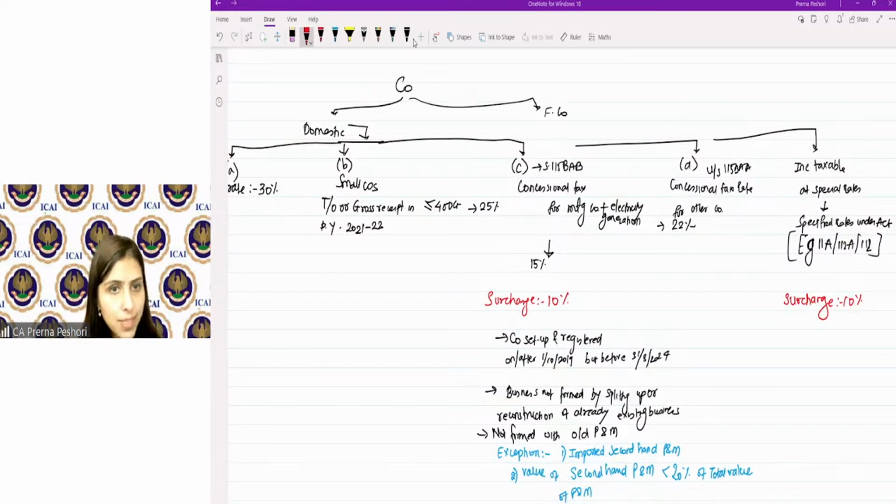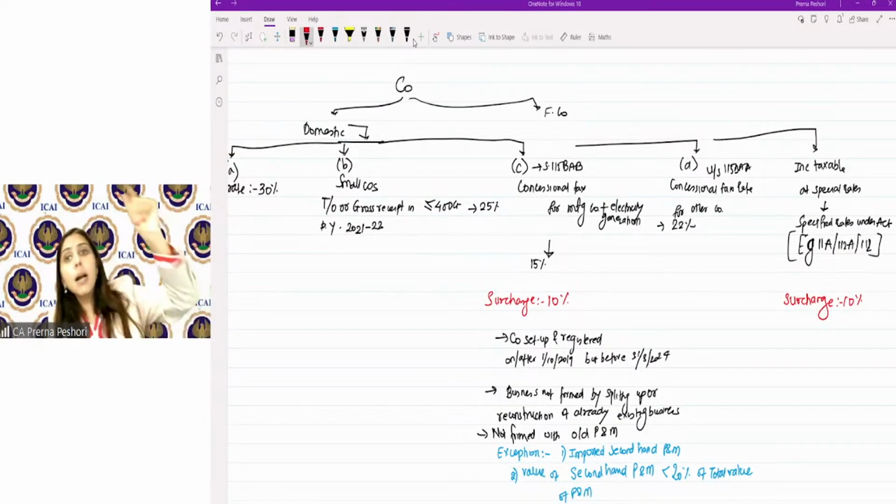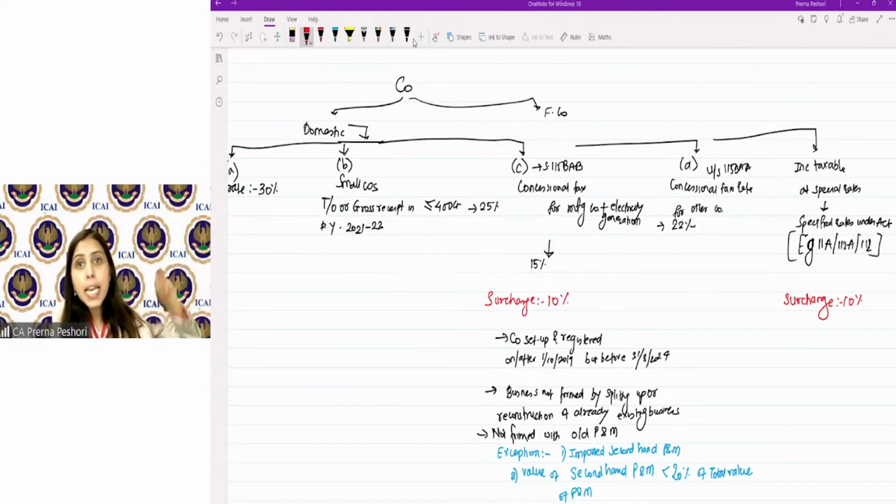In case of a domestic company whose income is chargeable under 115BAB, if I am going as per normal provision, 30% tax rate or 25% tax rate, then in that case, my surcharge will be 7% and 12%. But where the domestic company's income is under 115BAB, the surcharge shall be at the rate of flat 10%.